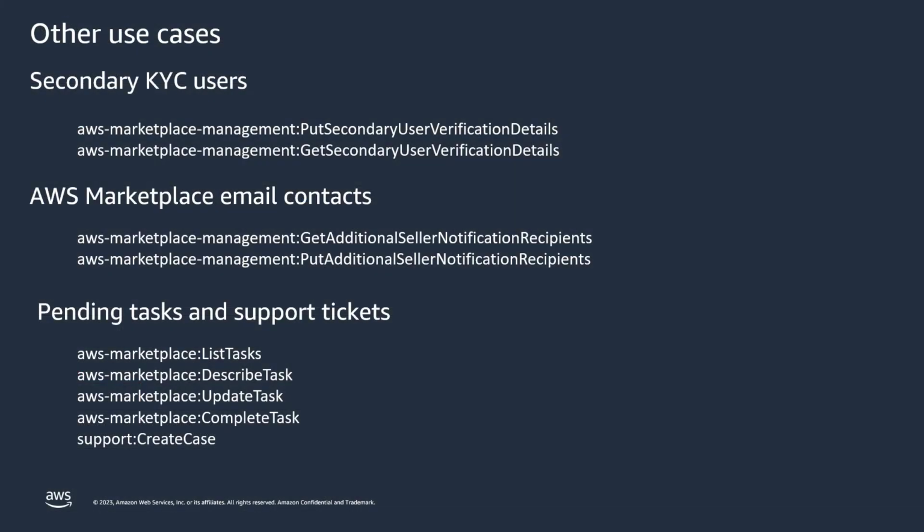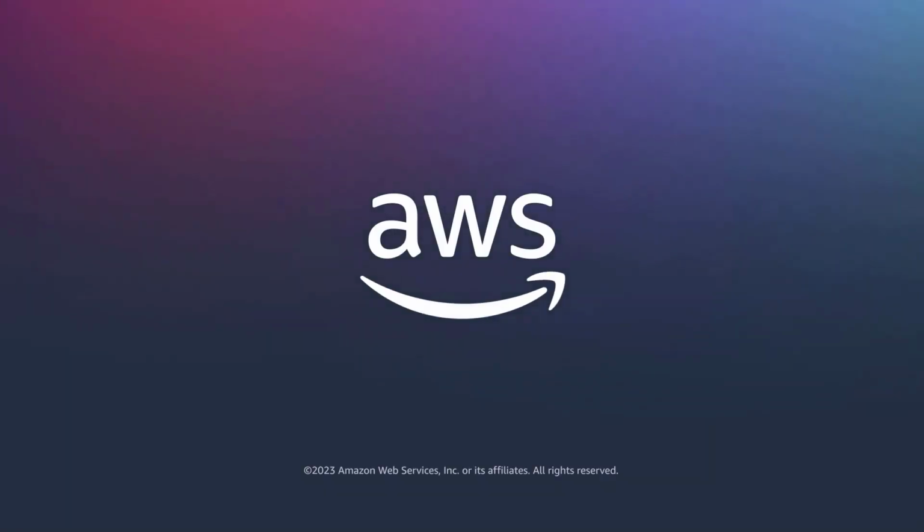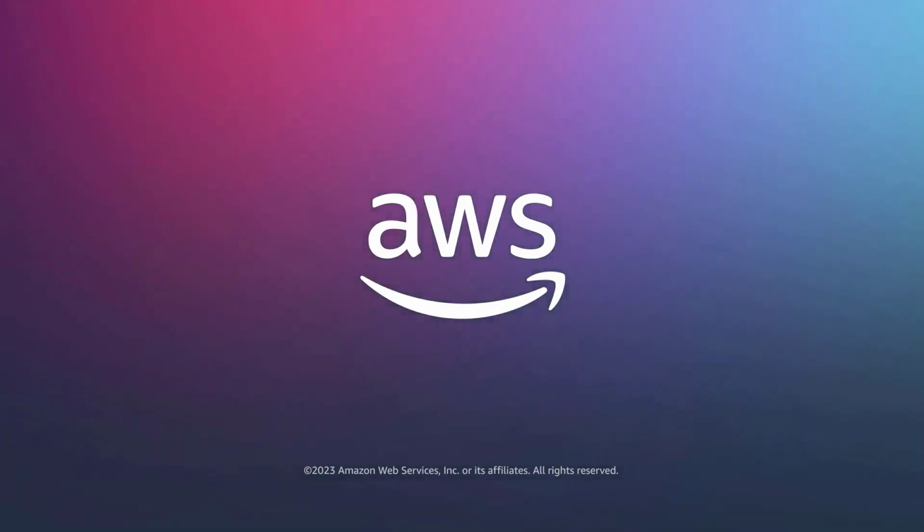We can utilize other permissions in our IAM policies to manage access for secondary KYC users, AWS Marketplace email contacts, pending tasks, and support tickets. You've just seen how to set up fine-grained permissions for AWS Marketplace sellers. You can learn more about this topic in the description and links for this video.